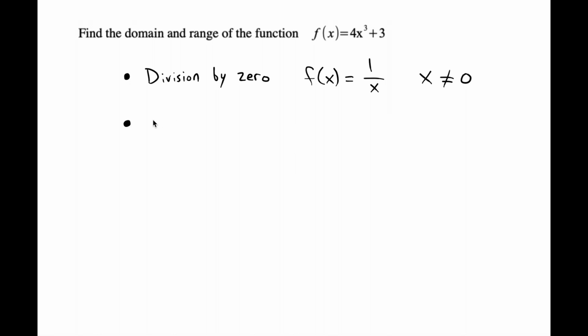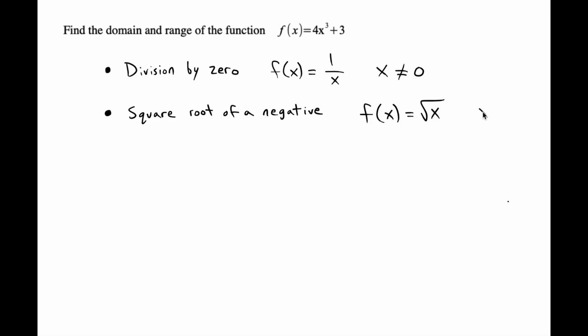Another problem that occurs is taking the square root of a negative number. The answer to this could only be imaginary. It's not a real answer. So if we had something like f of x equals the square root of x, then x would have to be a number that's greater than or equal to 0. X could not be negative.